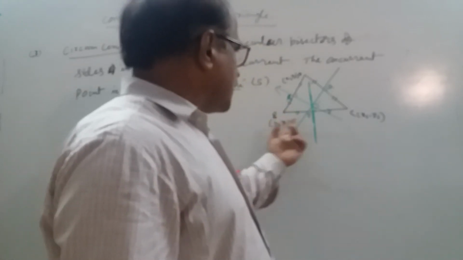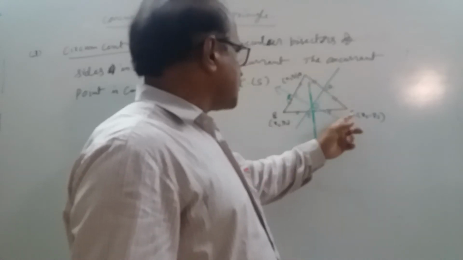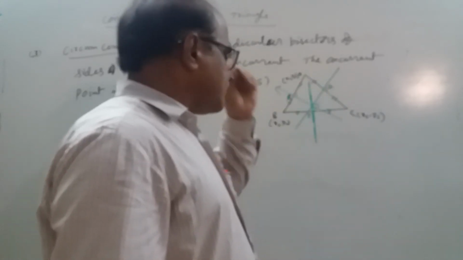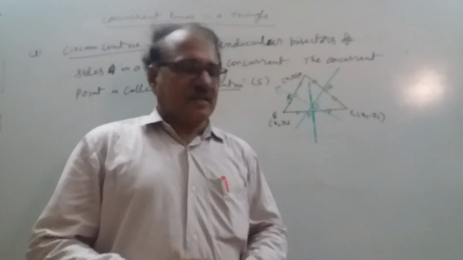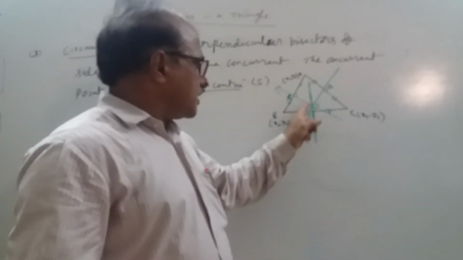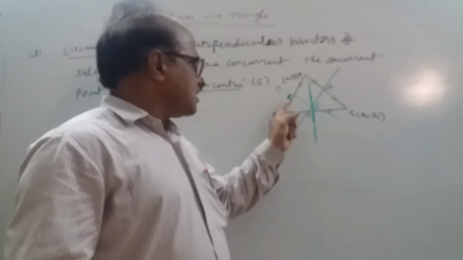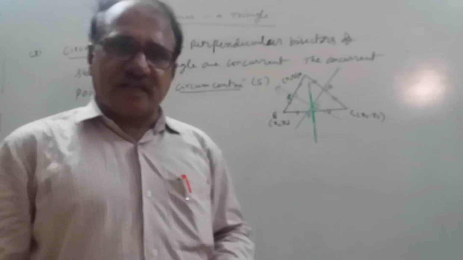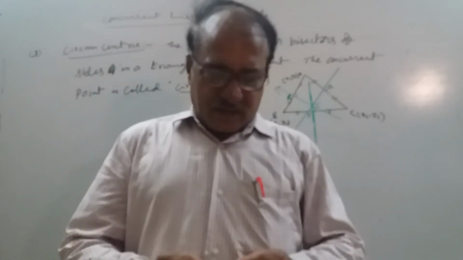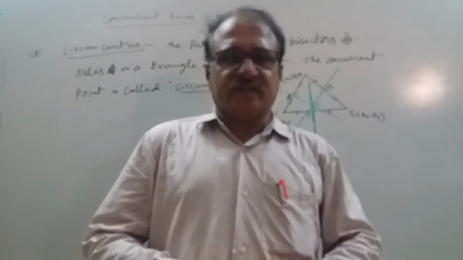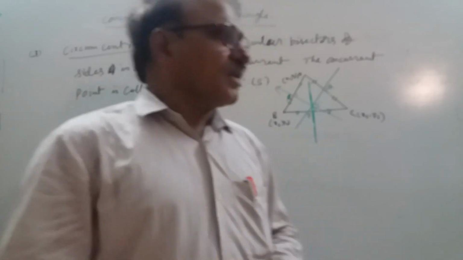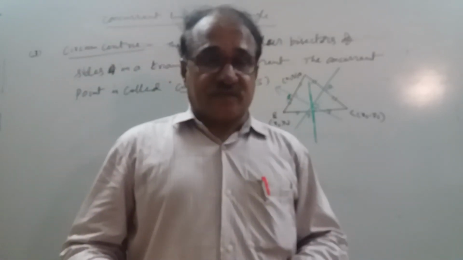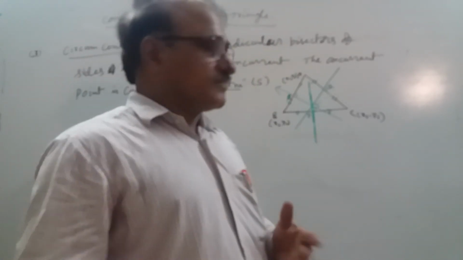Here P is the midpoint of BC, Q is the midpoint of AC and R is the midpoint of AB. By using that logic, we can find the equation of PS, the equation of QS and the equation of RS, and then by solving those three equations we can find the coordinates of S, that is the circumcenter. Or we can find it another way also. First we have discussed one method.